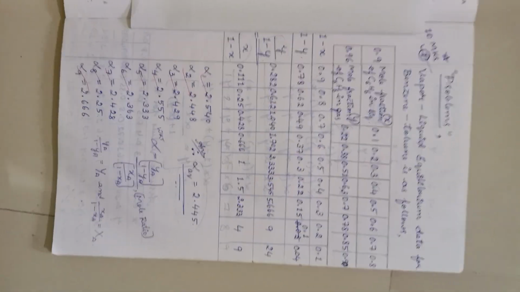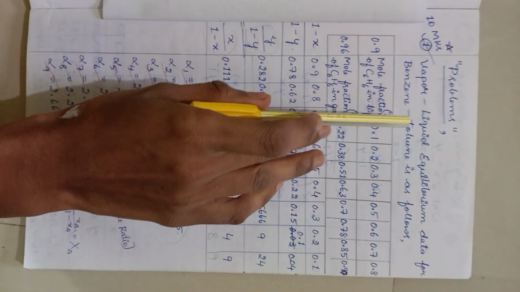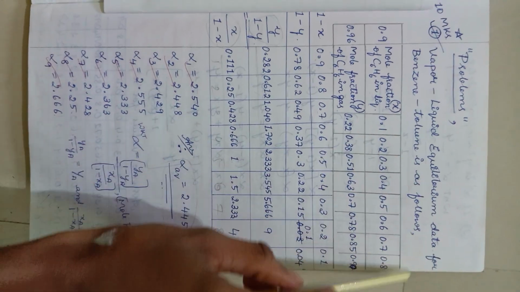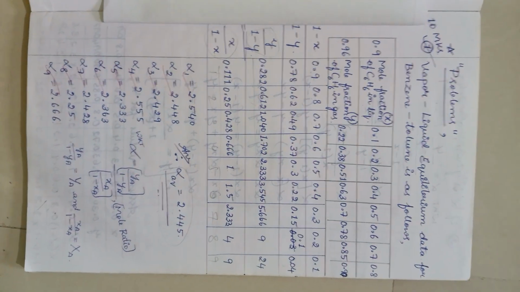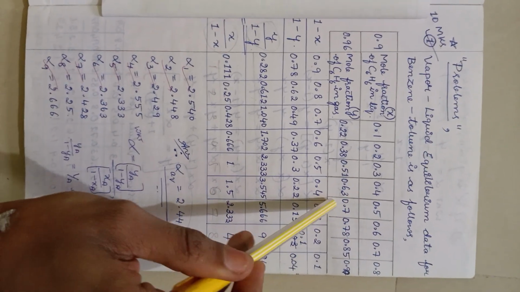So today we are seeing a numerical based on relative volatility. Here is a question. This is for 10 marks. Vapor liquid equilibrium data for benzene and toluene are given as follows. See, this is the table format which will be given.